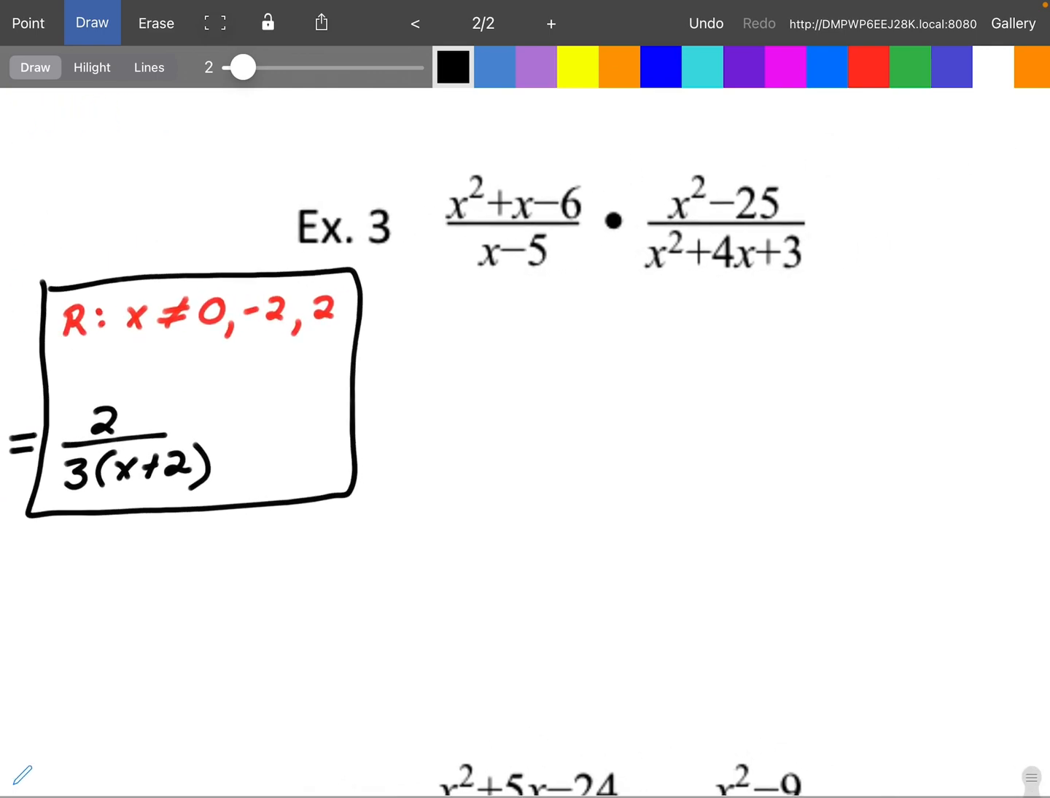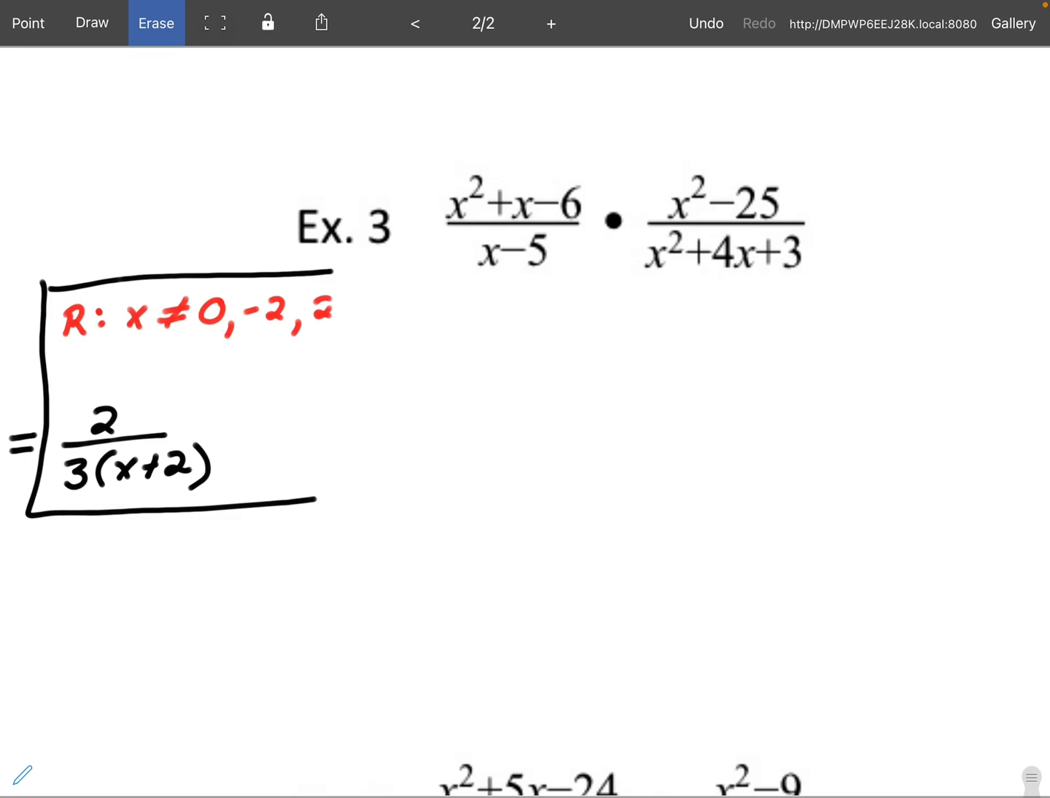All right, let's take a look at number 3. And I'm going to erase a little bit of this so it does not get jumbled with my next problem.